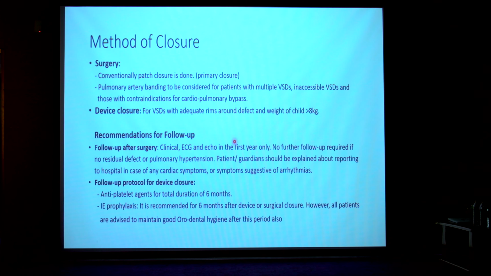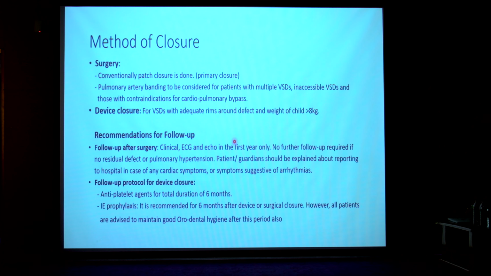The conventional patch closure is done, primarily surgical closure. So that is by closing with the patch. And the pulmonary artery banding, as I told you earlier, is for those with multiple VSDs like Swiss cheese defects, those with inaccessible VSDs, and those who have contraindications for cardiopulmonary bypass. Suppose you have comorbid issues like infection, on ventilator, there is a possibility that you will not be able to do a complete correction, or there is the risk of CPB because of development of sepsis. You can plan a closed procedure, do a band and get him off ventilator, and then plan at a later date for the closure of the VSD.